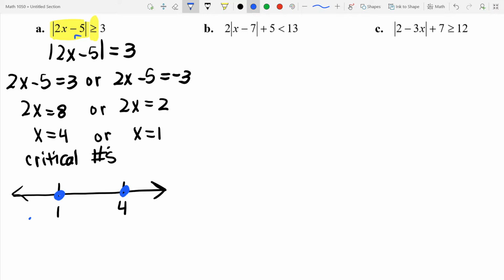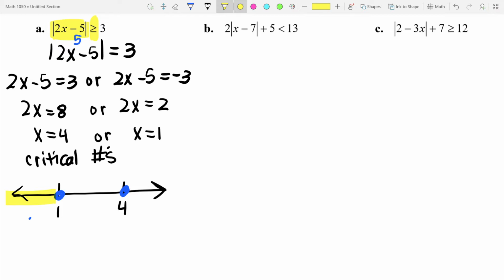Is 5, so I get a 5 right there. Is 5 bigger than 3? Everybody tell me. Yes. So that's going to be a true region, so I'm going to shade it. Okay? Most of the time, it goes shade, not shade, shade, not shade.